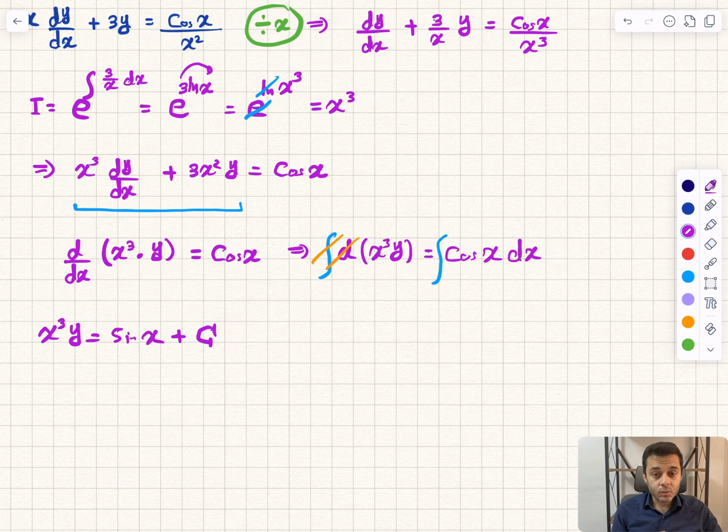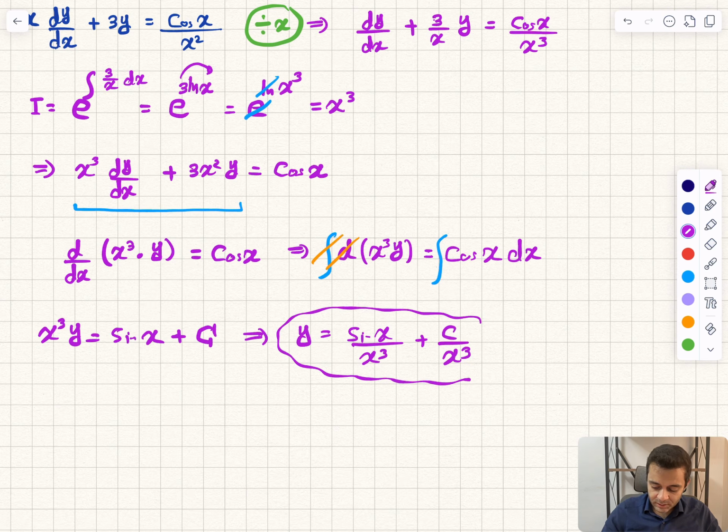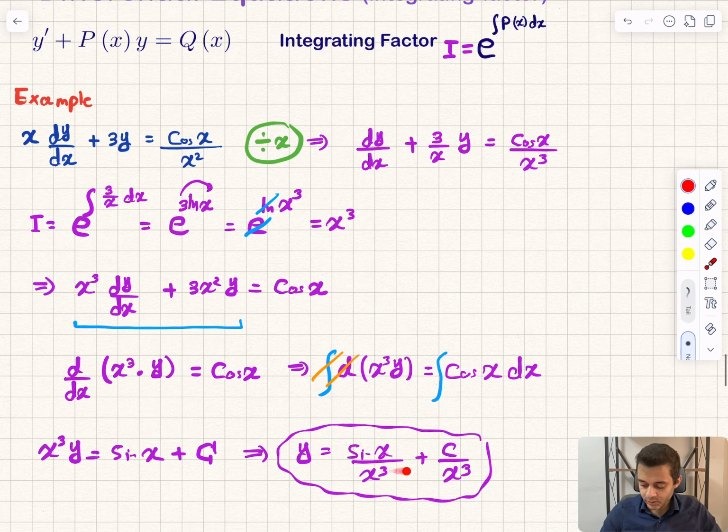Now we need to get y, not only x cubed y. So that's why to get y alone, I have to divide by x cubed. So here, y will be sine x divided by x cubed plus even the constant of integration will be divided by x cubed. So this is the general solution to this differential equation.